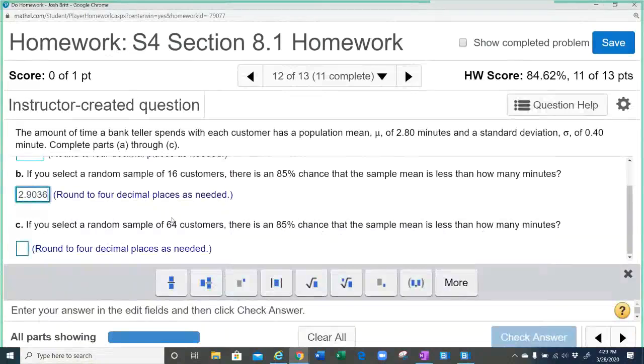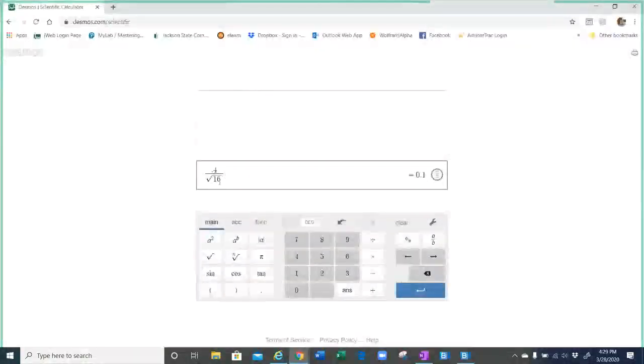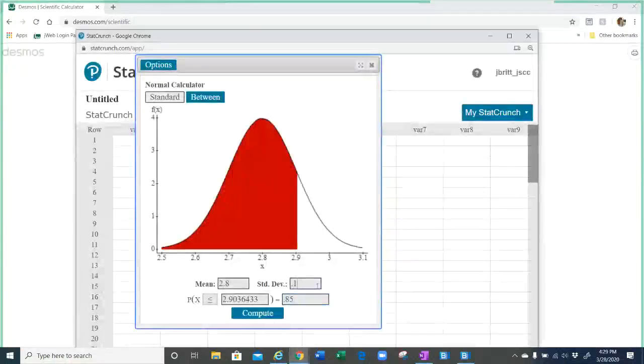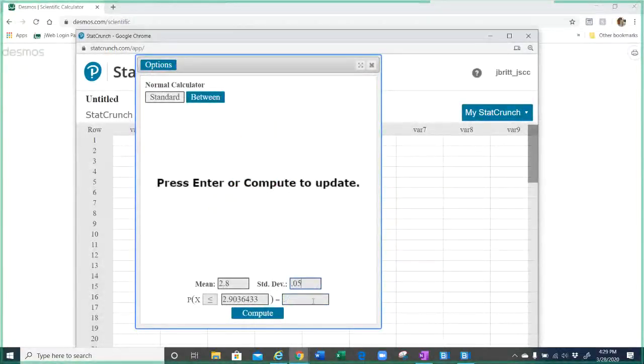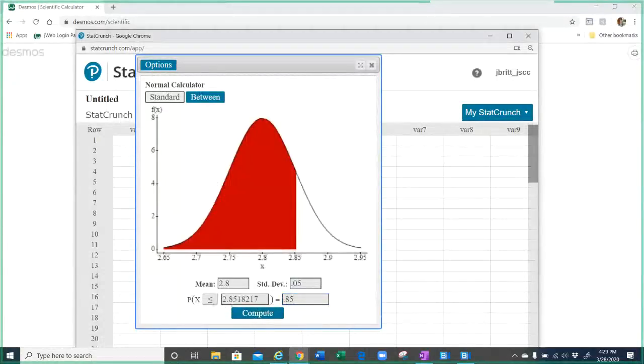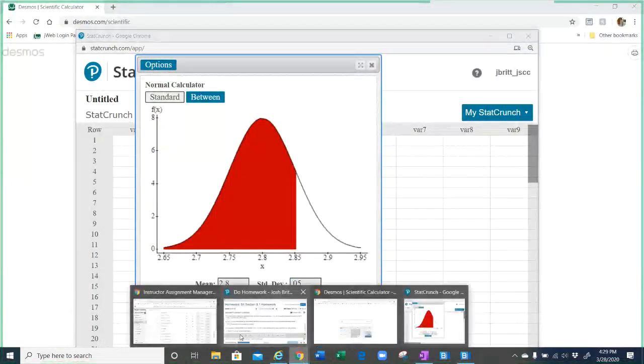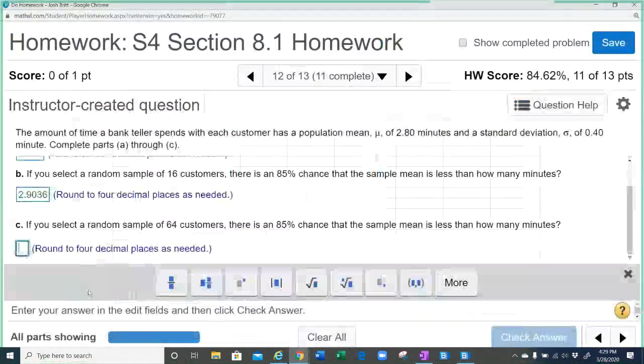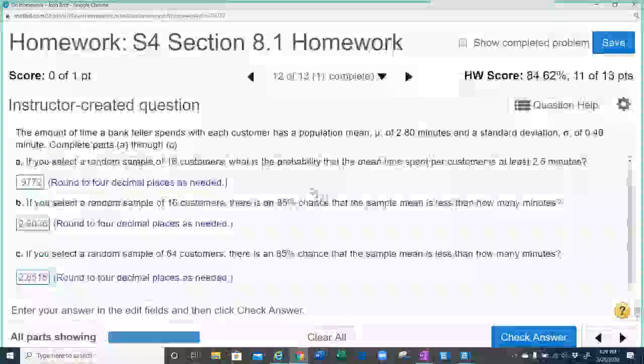And then there's an 85% chance the sample mean is less than. Again, that's a probability, but this time we change the sample size, so we've got to change the standard deviation. So 0.4 divided by square root of 64. That's 0.05. So come over here, change your standard deviation to 0.05. And then put your 85% chance here and less than. And that's 2.8518.